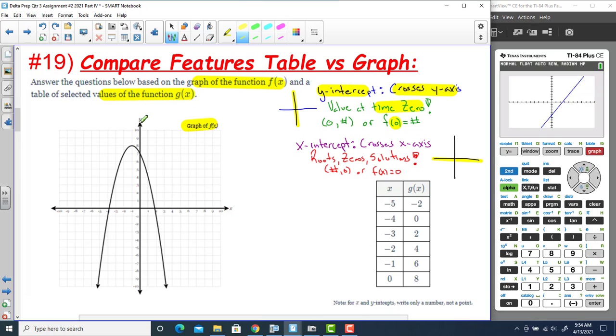When I look at the graph of f(x), I can identify what it measures at time 0, the y-intercept, by seeing where it crosses the y-axis. And I'll notice that at time 0, it measures 7. f(0) equals 7. Or another way to say that is (0, 7).